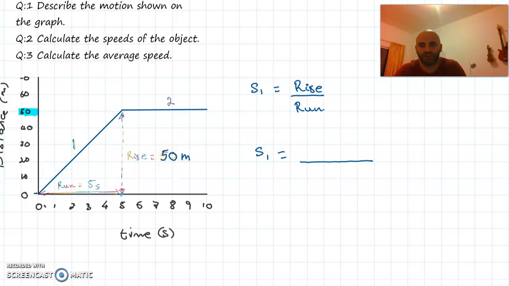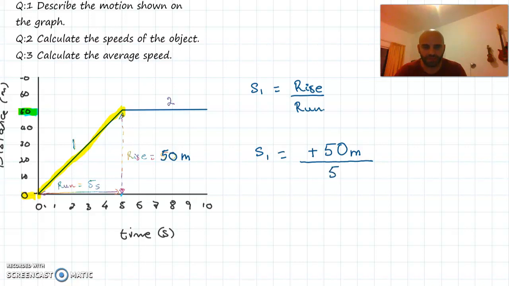So if we follow the graph from the start point, which is here, all the way up along to the end of that first line, we can see that it has risen from a distance of 0 meters all the way up to 50 meters, which is here. Okay? So that means that it's risen by a positive 50 meters. It's gone up 50 meters, which is plus 50. And the time that it's done it in, it has run, is 5 seconds.